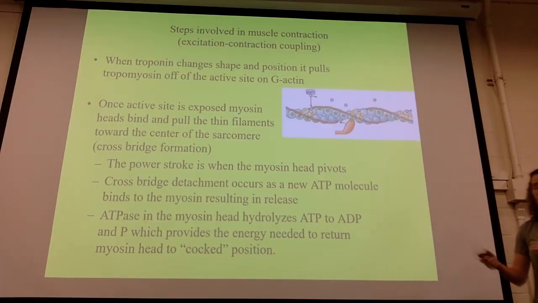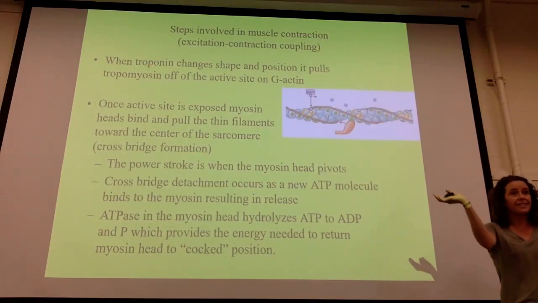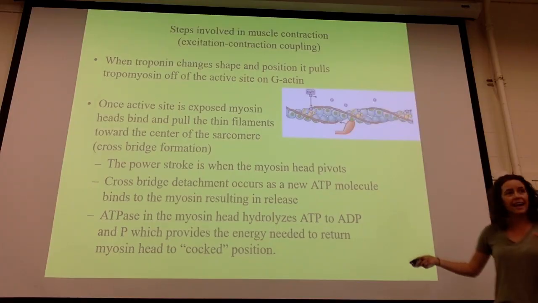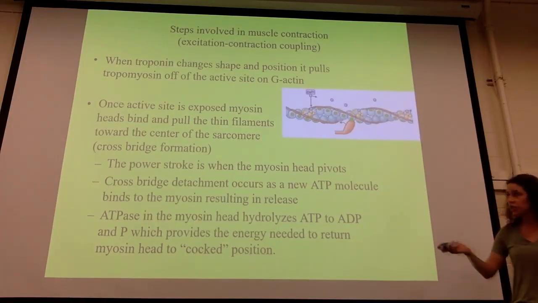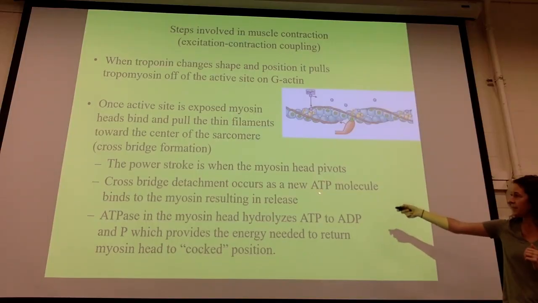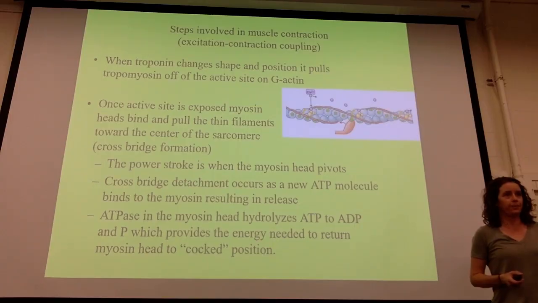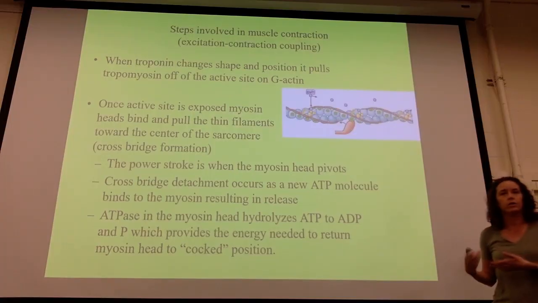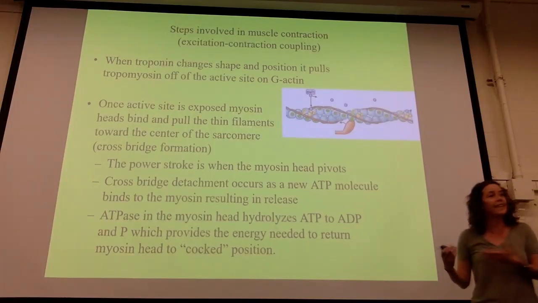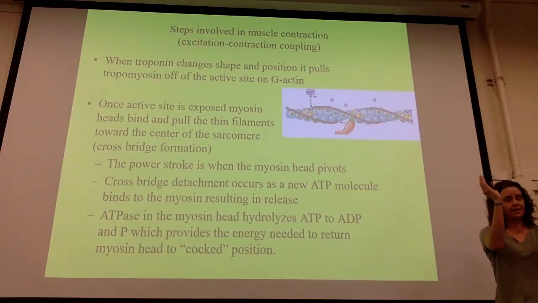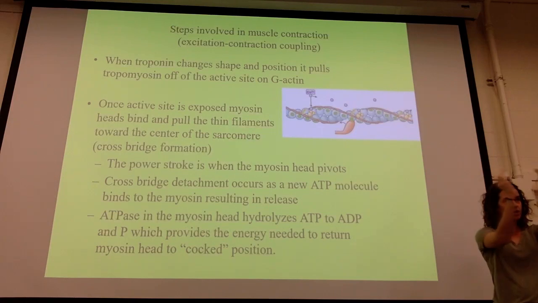Then the cross bridge has to detach so that myosin can reattach and pull actin towards the center even more. We can only have myosin detach if we have enough ATP available. ATP is our body's currency for energy. So this is why using muscles takes energy. It's partially why using muscles takes energy, because we need ATP available for myosin to be able to detach and reattach and continue to pull on actin.